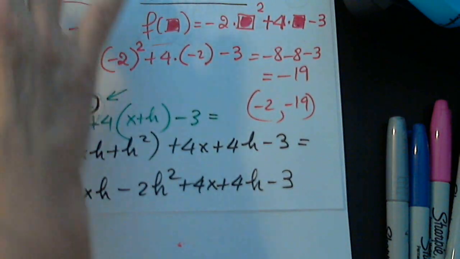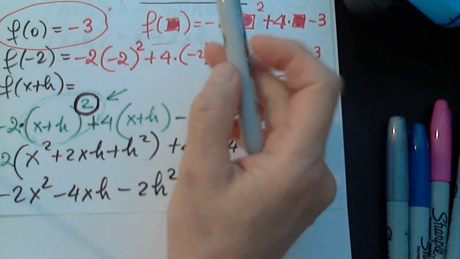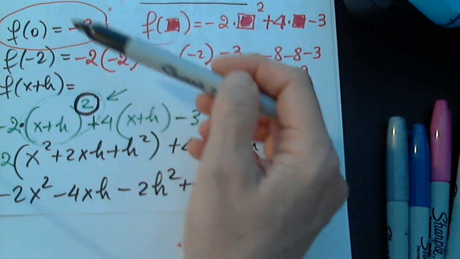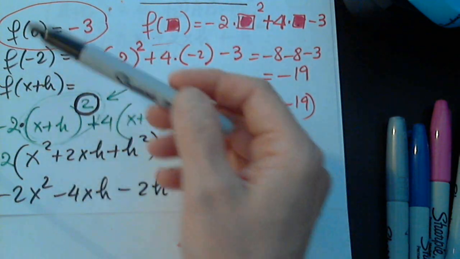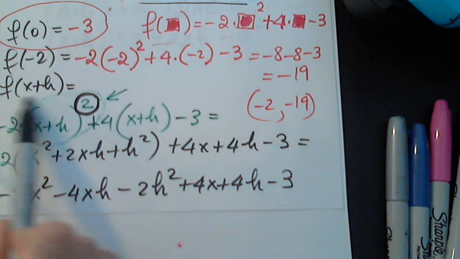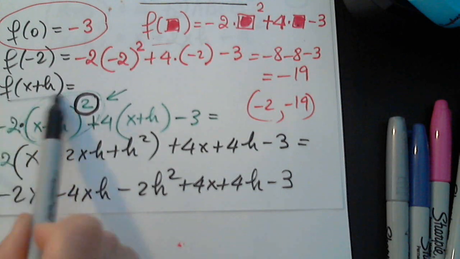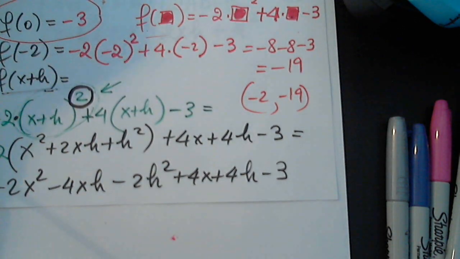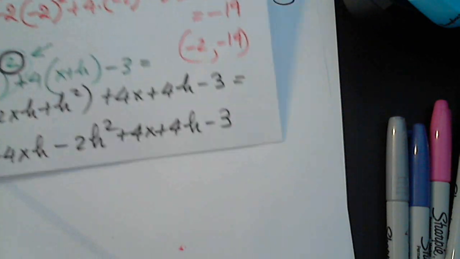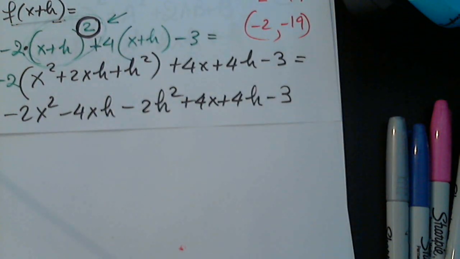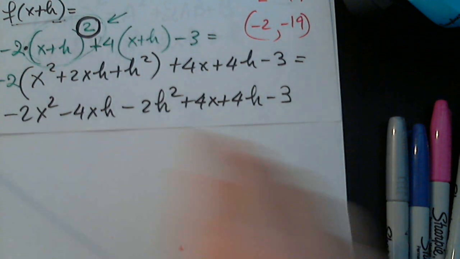So what did we just review here? We created a function and we wanted to evaluate it for different values like 0, -2, and x plus h. And you will see why this is so important, f of x plus h, in a minute. Any questions? Any questions on any of the steps? Let's take a moment and see if we have questions. Please, anything.